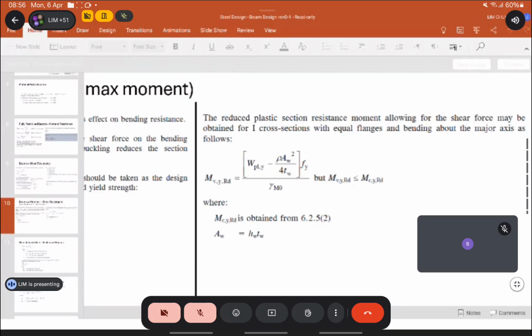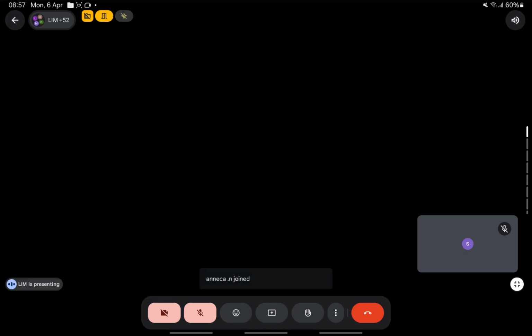Tomorrow we will do the calculations in the tutorial. I'll go through several calculations with you. I may do 1 or 2 for the moment resistance, and 1 or 2 calculations for the shear resistance. So make sure tomorrow you are there for the class. Now before that, I will do attendance.